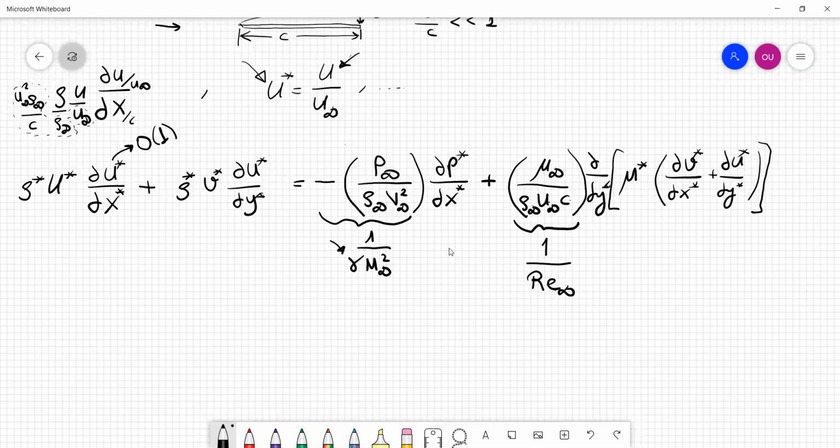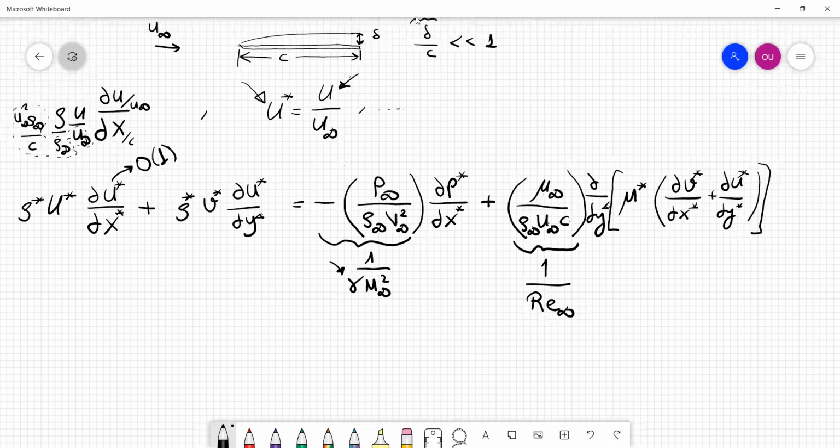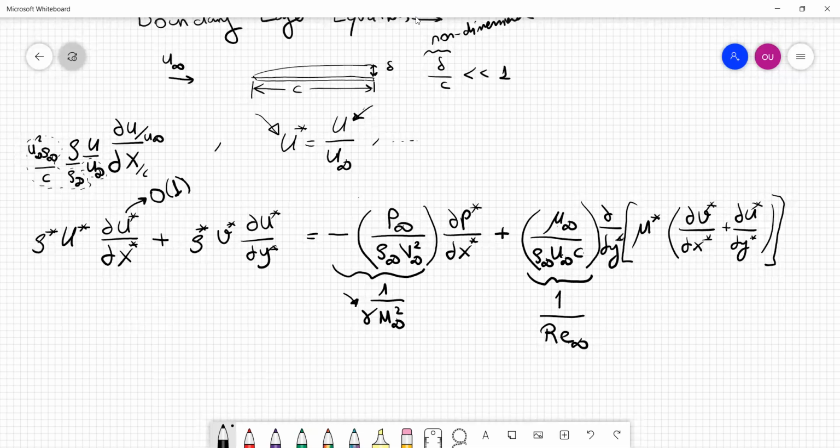So after obtaining this non-dimensional form and seeing that we have these extra multipliers, and knowing the fact that these terms generally have an order of magnitude of 1, the next step is to apply this observation, the fact that this delta over c is not of order of magnitude 1. It's actually much smaller than that. So we will make use of that in a second.